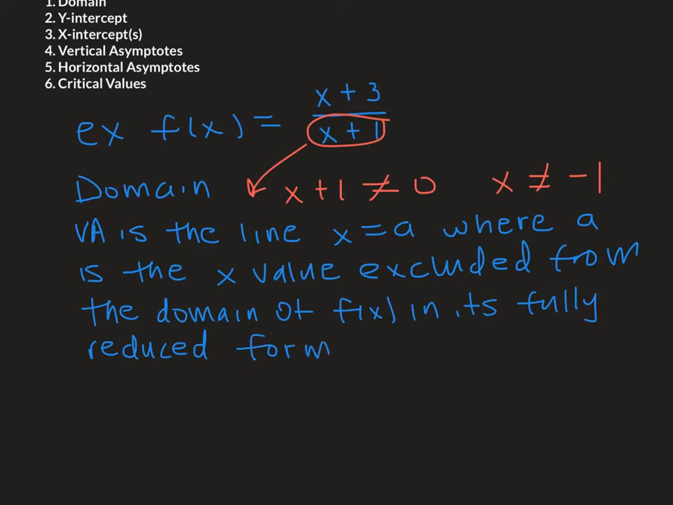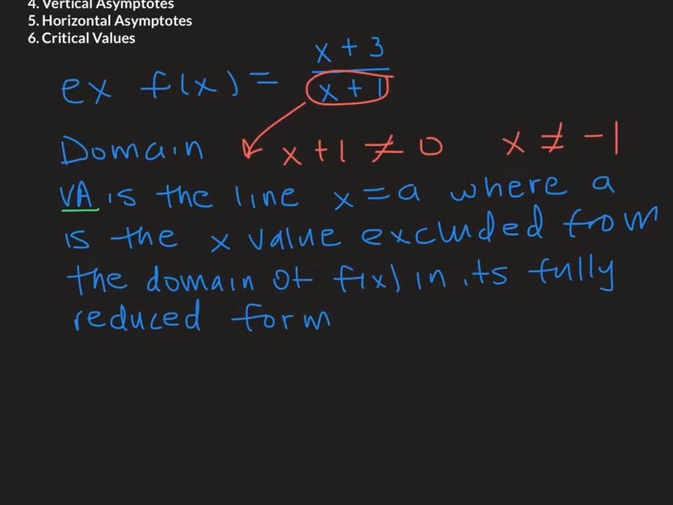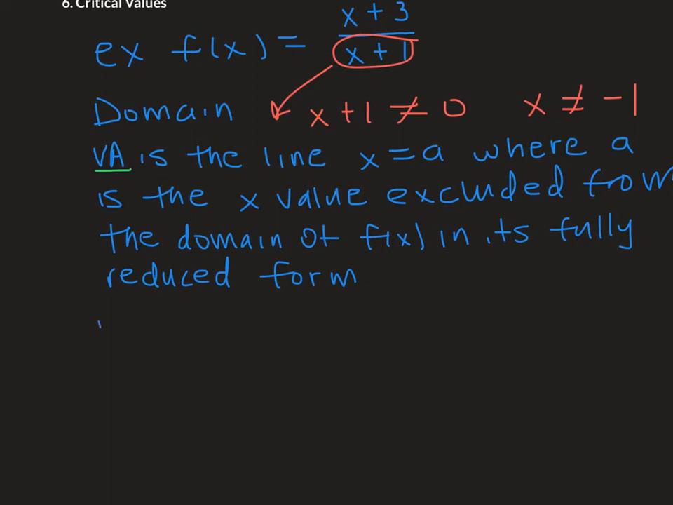Okay, so this is a definition of vertical asymptote. It's a line, and that's a vertical line where that value a is an x value excluded from the domain of the function, given that the function is in its fully reduced form. Now, the example that we have is in its fully reduced form. We don't have any factors in the top and bottom that we can cancel out, so it's in its fully reduced form. So that means that we have a vertical asymptote of x equal to negative 1.